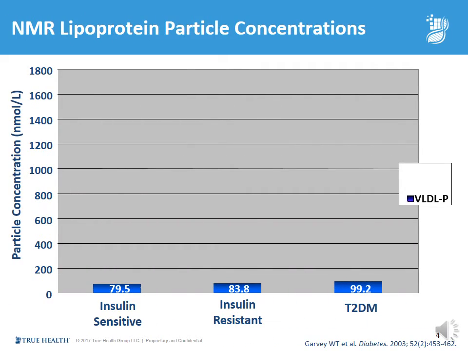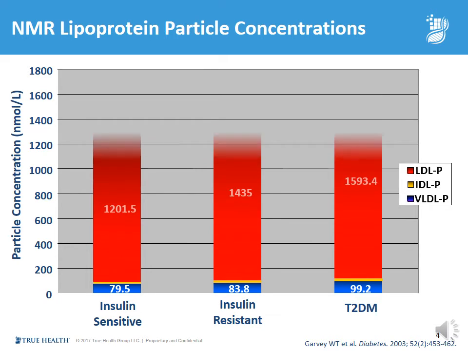To reiterate that point, here's a very interesting study done by Garvey in patients who had no insulin resistance. They were quite insulin sensitive. They had insulin resistance, or they were frank type 2 diabetics. And as you can see, there are the number of VLDL particles that they had. It does increase with insulin resistance in type 2 diabetes, but not tremendously. Let's look at IDL particles. It's almost the same throughout the spectrum of those three disease states.